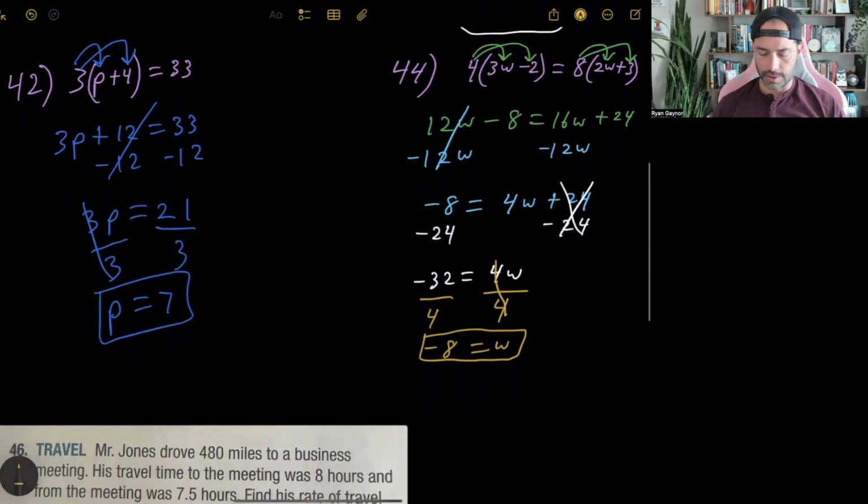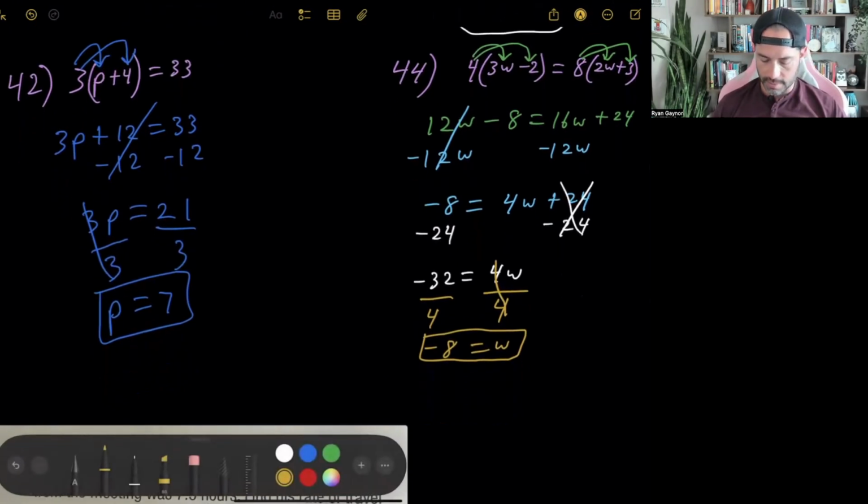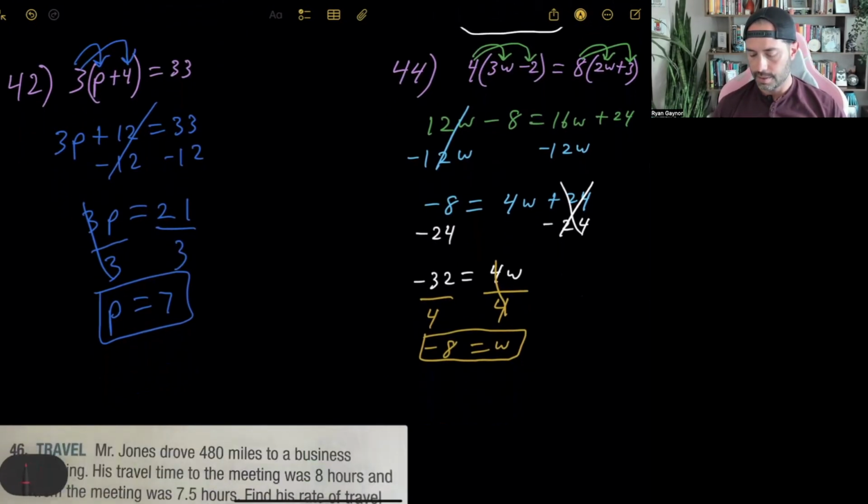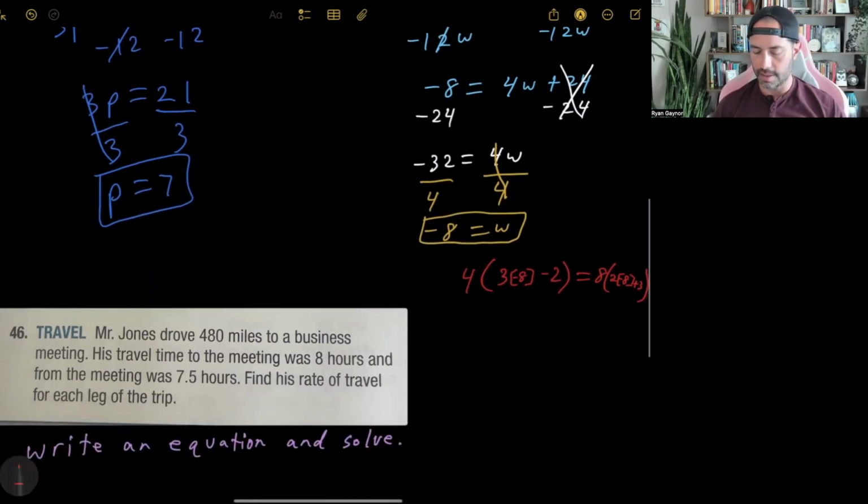All right, so they want us to check our work. Let's do that real quick. So we have 4 times 3, but now instead of 3w, I know what w is, it's negative 8, so I'm going to put another little bracket here. Okay, and then minus 2 equals 8 times 2 bracket negative 8 plus 3. Okay, we made it. All right.